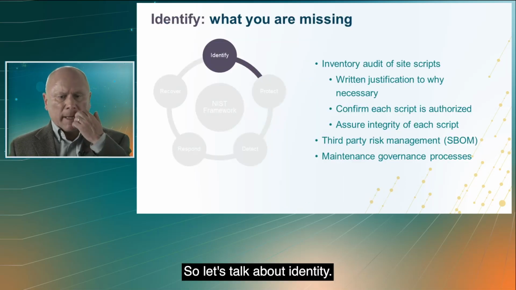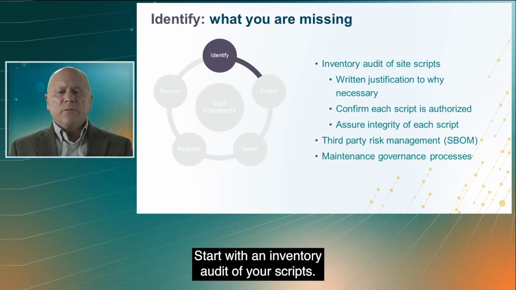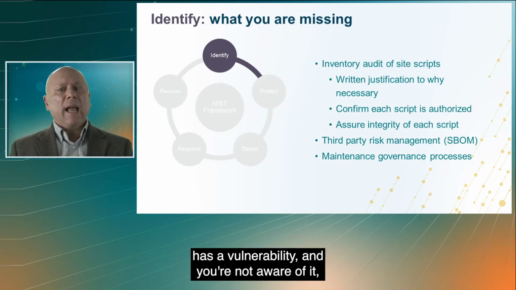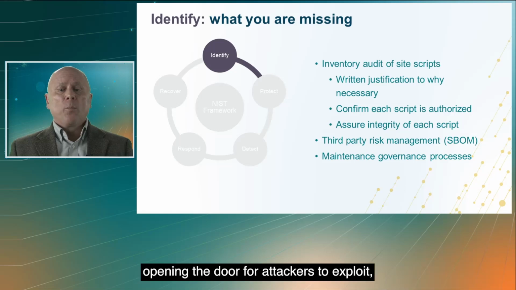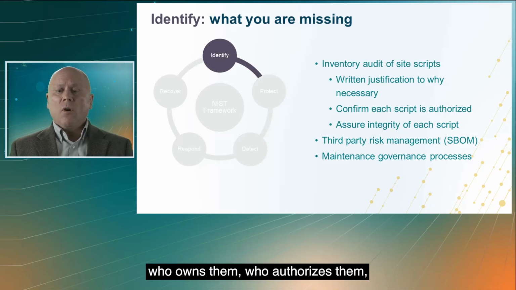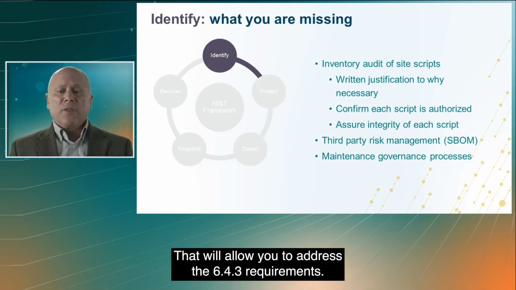So let's talk about identity. Here are the basics to start with. Start with an inventory audit of your scripts. Bottom line is, if a third-party script on your site has a vulnerability and you're not aware of it, you're unable to patch it, opening the door for an attacker to exploit. So start with creating an internal audit of the inventory of all legitimate scripts that are used, who owns them, who authorizes them, what they are used for, and how they're being maintained. That will allow you to address the 6.4.3 requirements.